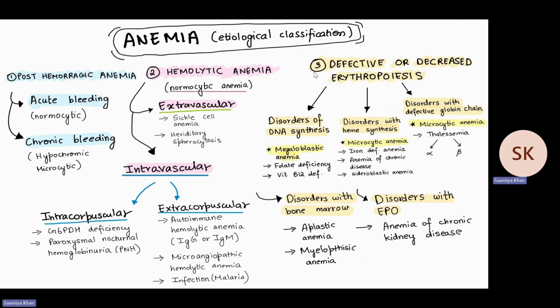Then the third classification that we discussed was defective or decreased erythropoiesis, which is disorders of DNA synthesis, disorders with heme synthesis, disorders with defective globin chain, disorders with bone marrow, and disorders with EPO. And yes, that's it.